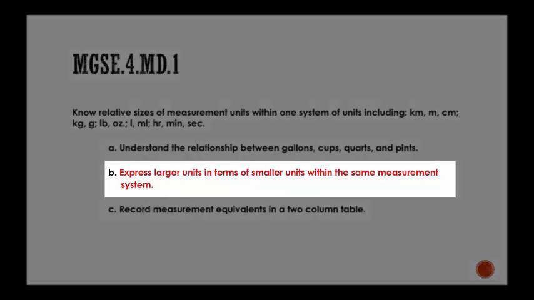Let's look at Substandard B, express larger units in terms of smaller units, but within the same measurement system. This is a spot where we need to also understand the progression of this substandard. In 4th grade, a student may be asked how many inches are in 4 yards, which requires multiplication to produce the solution. But in 5th grade, a student will be asked to go the opposite way.